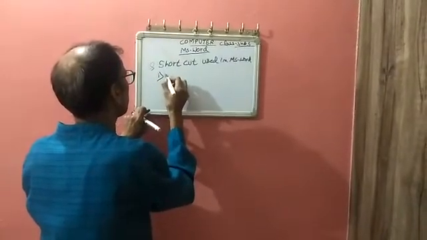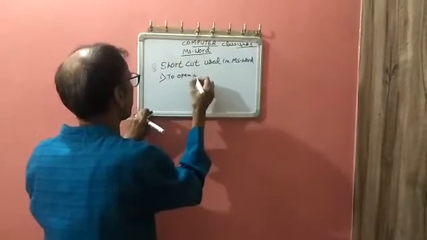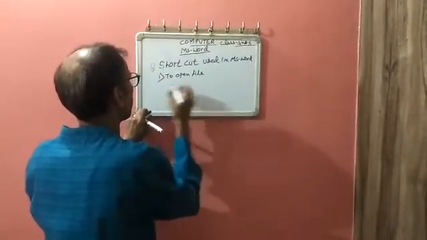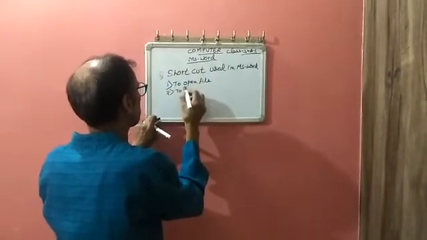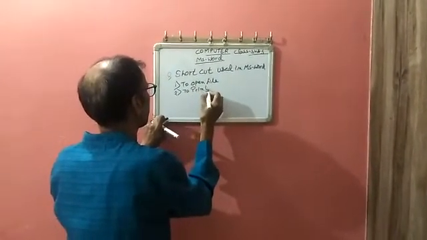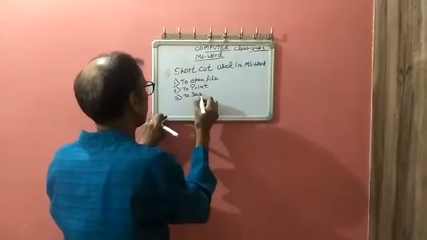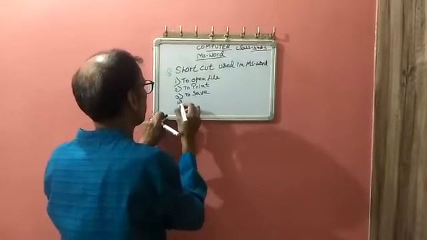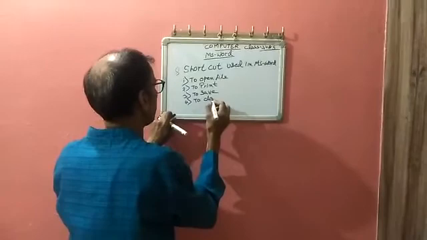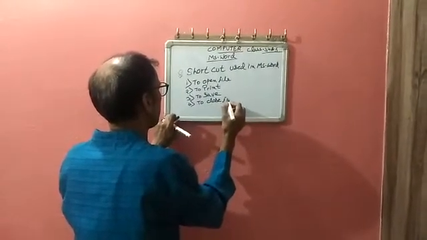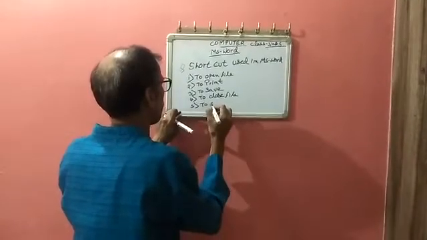Number one is to open a file. Two is to print. Third is to save. Fourth is to close a file. Fifth is to copy.